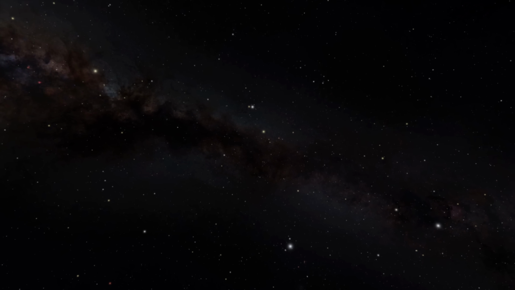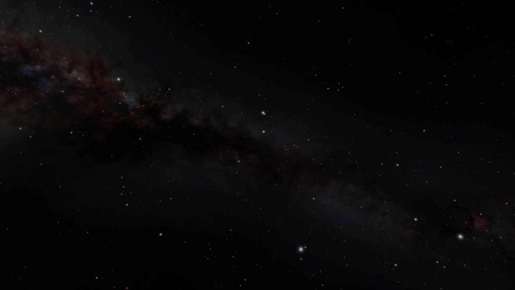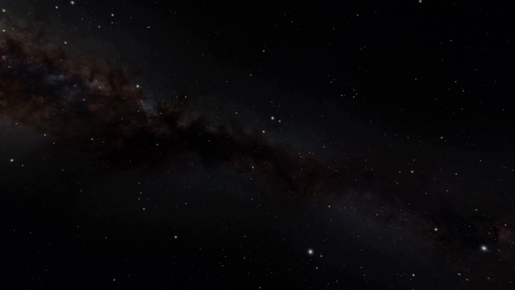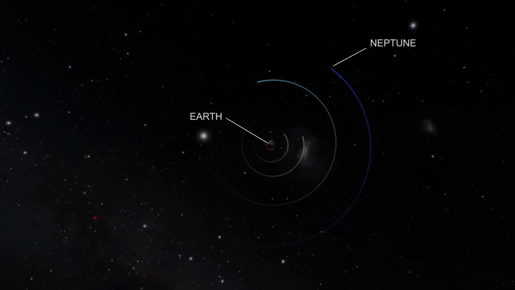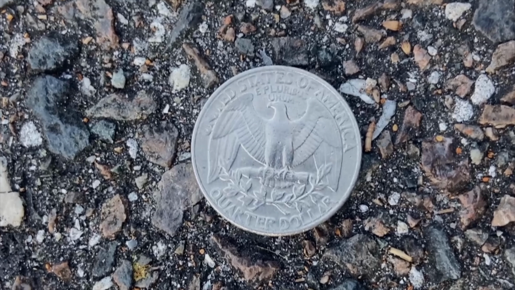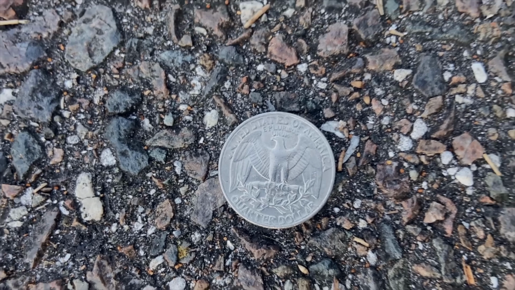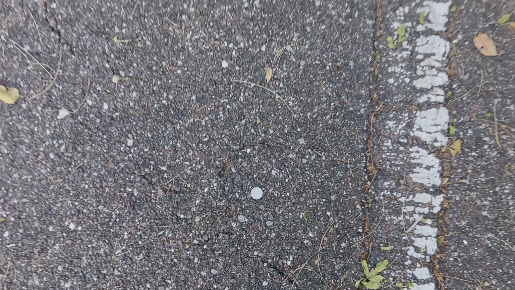I showed this example in a previous video, but wanted to show it again because it illustrates these distances well. If our solar system, out to Neptune's orbit, was shrunk to the size of a US quarter, how far away do you think the next star system, Alpha Centauri, would be? Take a guess. If the solar system was shrunk down to the size of this quarter, the next star system would be 300 feet away.